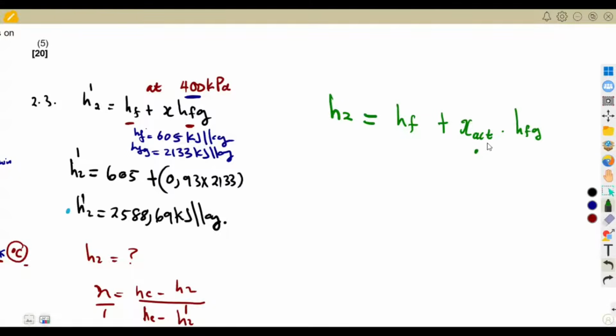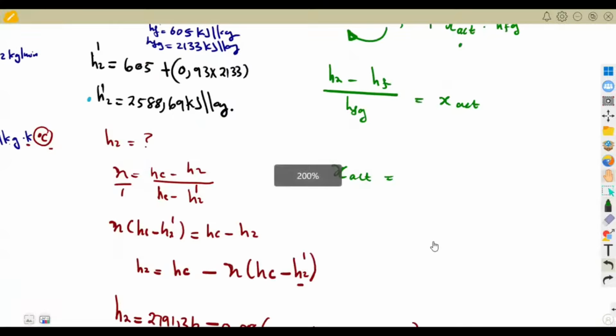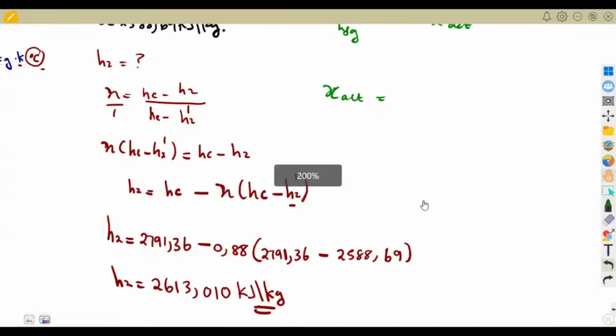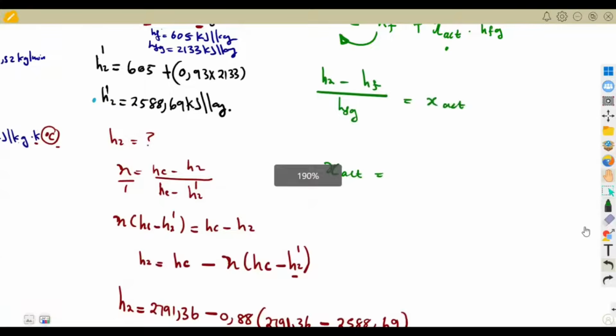So how are we going to find it? Just going to make it the subject. Transpose HF that side, so it's going to be H2 minus HF. Then we divide by HFG because we want to remain with the actual value. This is X actual. So the actual dryness fraction in this case is going to be equal to H2, which is the actual enthalpy at the exit. We calculated our H2 here. As you can see, guys, it's just a substitution part here.